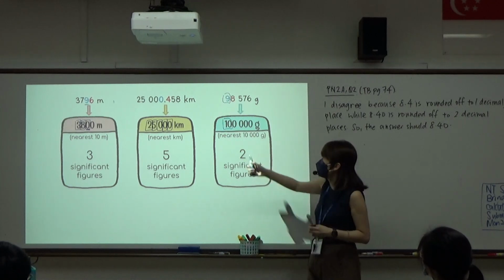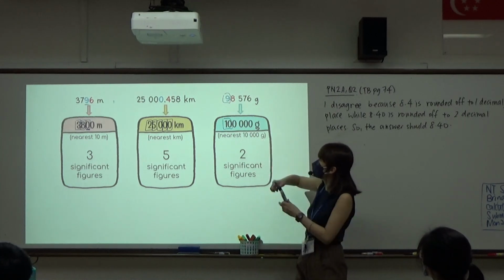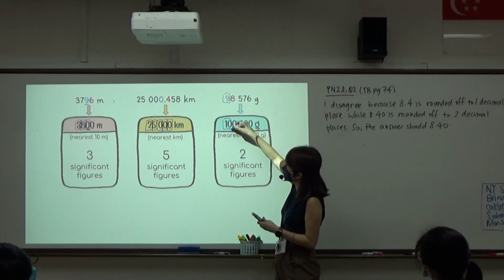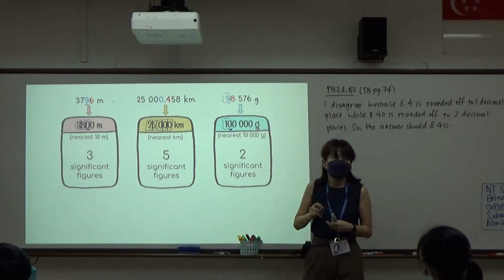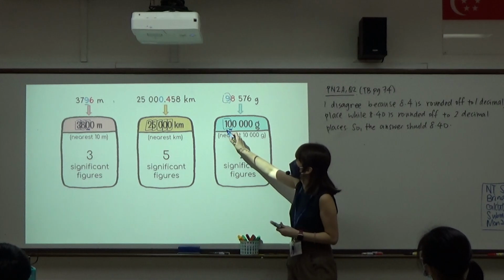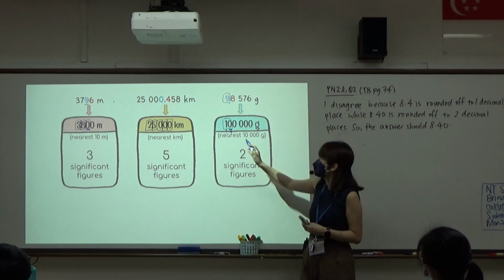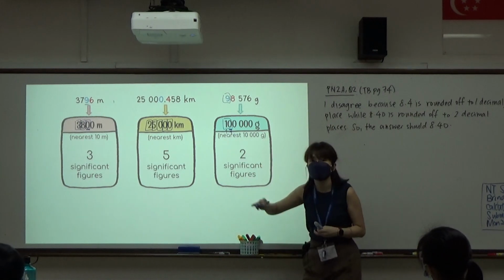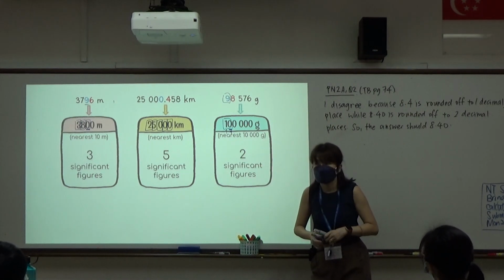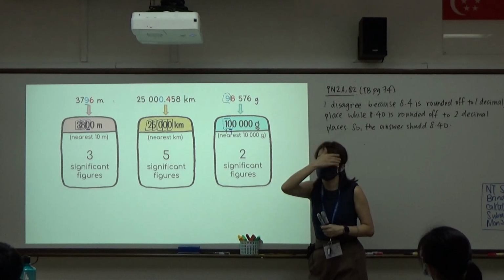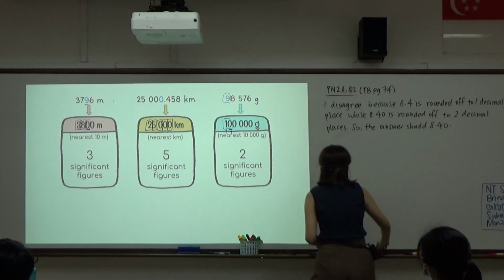Okay? But then we are rounding to the nearest 10,000 and the 10,000 place is actually over here. Okay? So I will only count 1 and 0 as my significant figures. I don't need to count the remaining zeros. Get it now? Okay? Maybe I give one extra example.